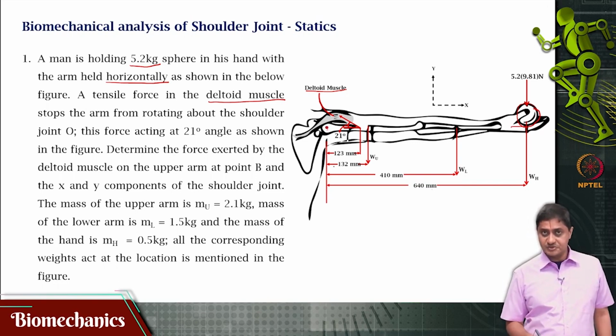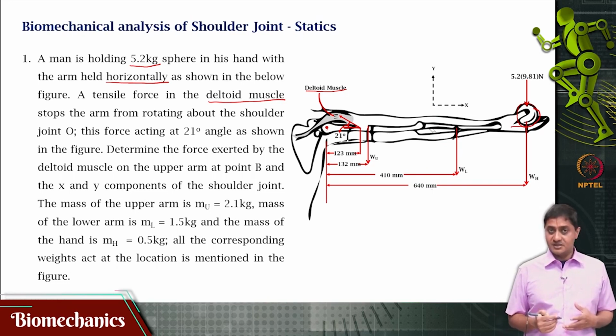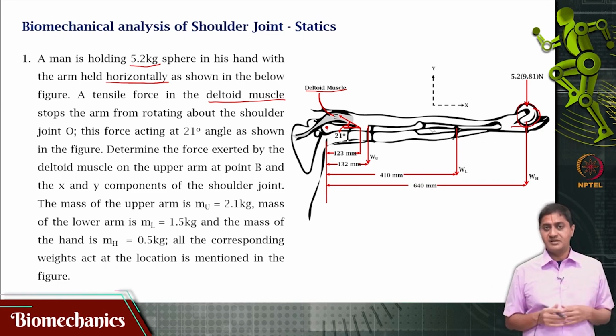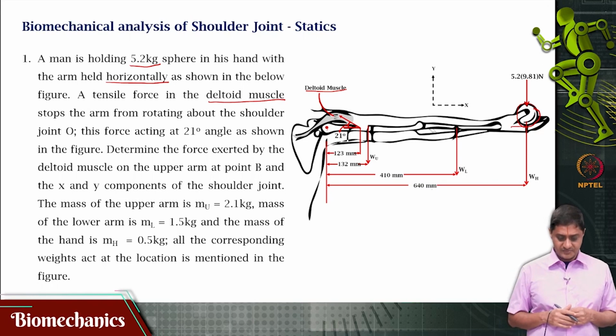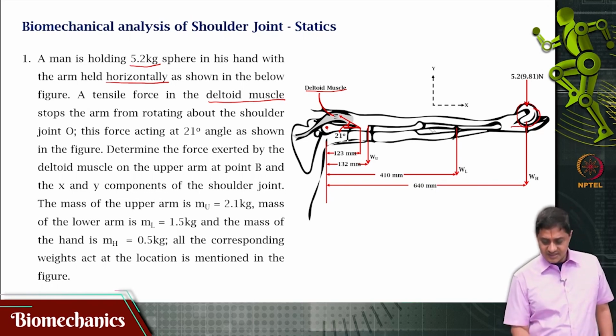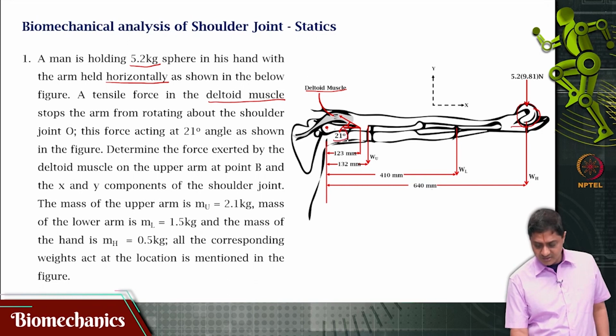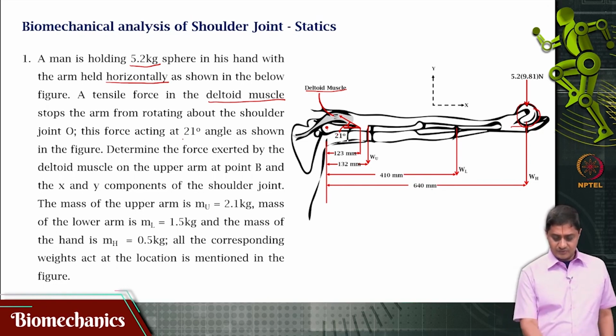If there was no force produced by the deltoid muscle, because of the mass of the upper arm, forearm, hand and the load in the hand, there is a tendency for the whole thing to rotate like this, but that does not happen. That means this deltoid muscle is producing a non-zero force to keep the whole arm in static equilibrium. This force is acting at an angle of 21 degrees, as shown in the figure.